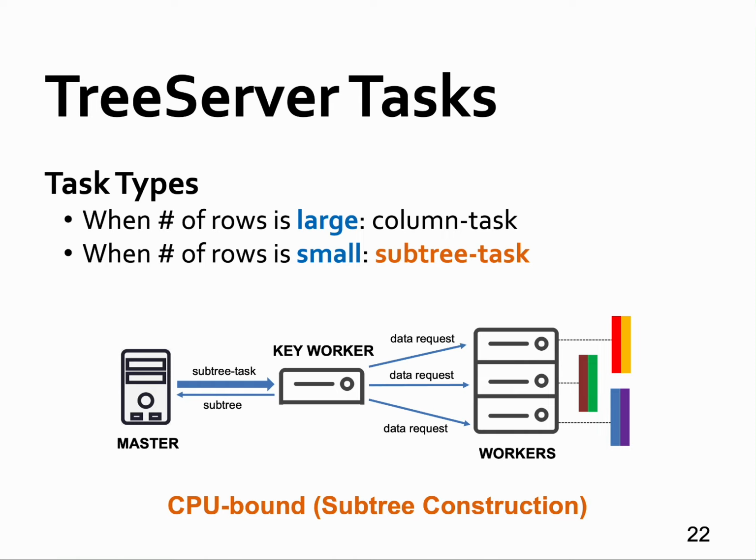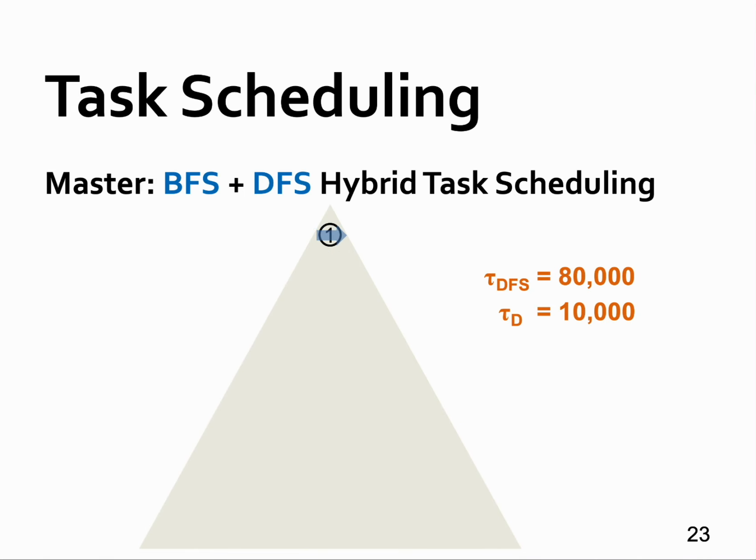We call the worker that is assigned to construct the subtree under a node a key worker of that node. Since column tasks are IO bound and the subtree tasks are CPU bound, we would like them to coexist to keep both network and CPU cores busy simultaneously. For this reason, the master adopts a BFS and DFS hybrid method to schedule tasks.